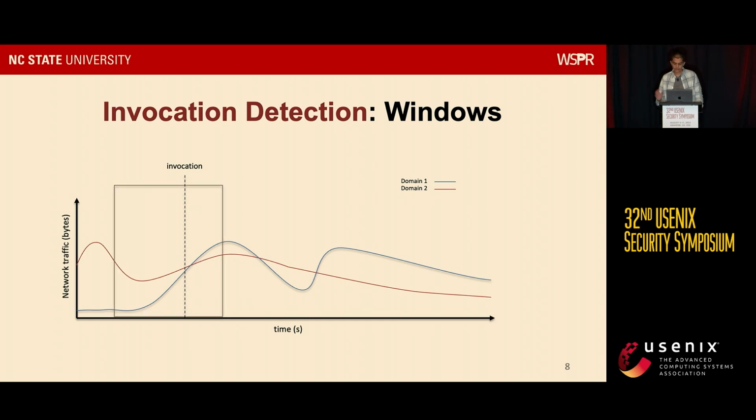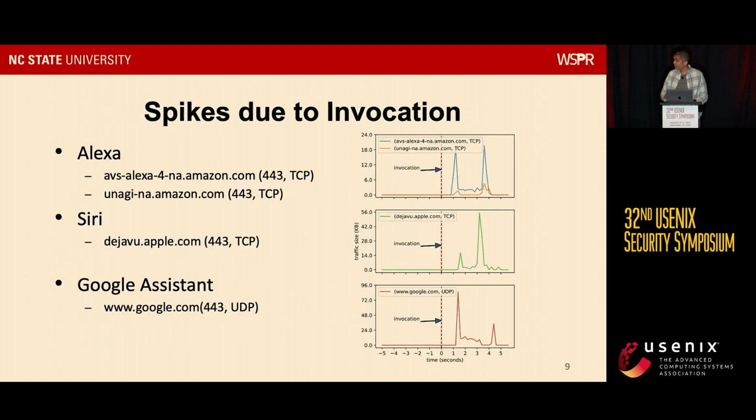We capture traffic from this window, and we slide it over and capture traffic again. In each of these windows, we then extract features and apply machine learning on them. So why would this work? This works because voice assistants are typically idle throughout the day, sending minimal or no traffic. But as soon as you see an invocation, you see a sharp uptake in traffic on particular domains. You can see here, for example, for Alexa, there's a sharp uptake in traffic for the AVS Alexa domain and the Unagi domain, and similarly for other assistants as well.